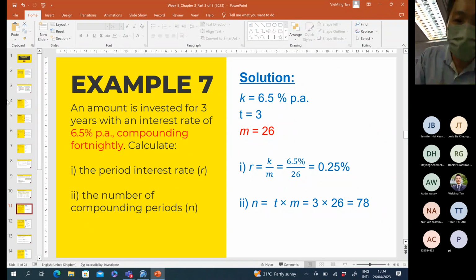Compound fortnightly. This is also a keyword. Fortnightly will tell you the M value. M is equal to 26. If you see the word fortnight, that means 26. M is 26.